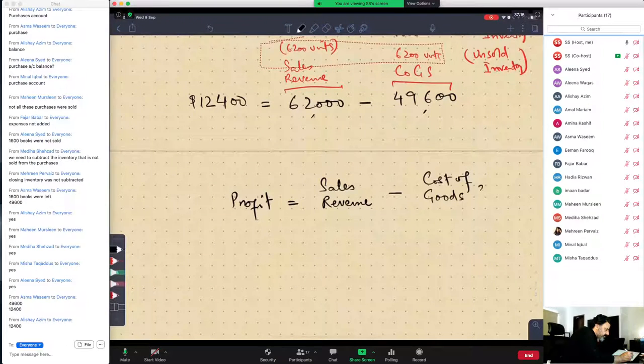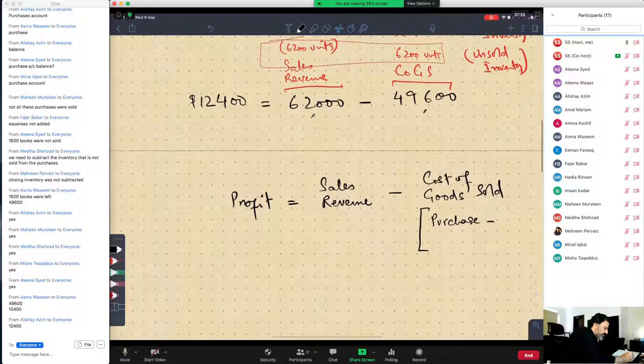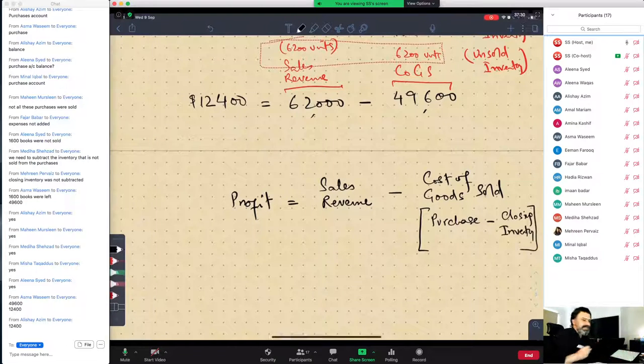And cost of goods sold, hum kaise calculate karte hain? Cost of goods sold is always calculated as you take the purchases account balance and you subtract the closing inventory. Any closing inventory or unsold inventory left at the end of the year, you subtract the two values and then you will find your cost of goods sold. So this is how we calculate profit.